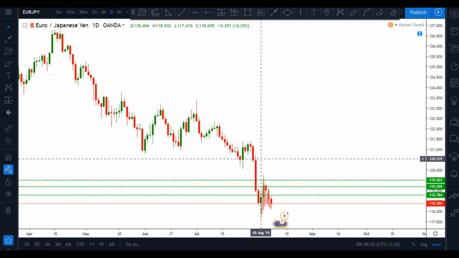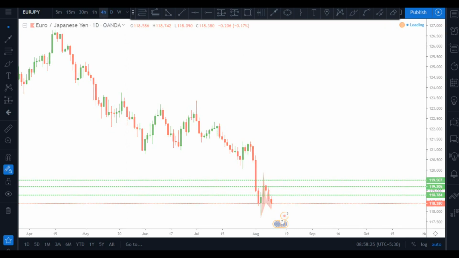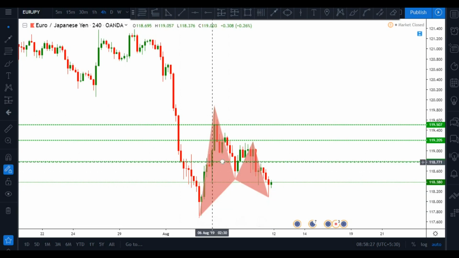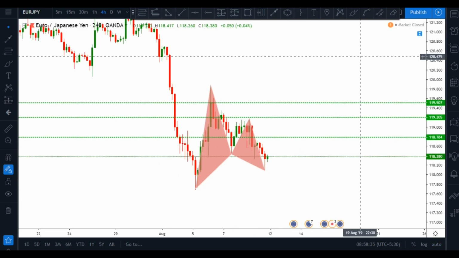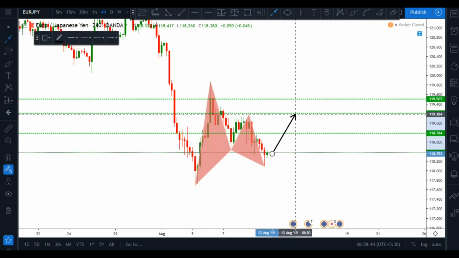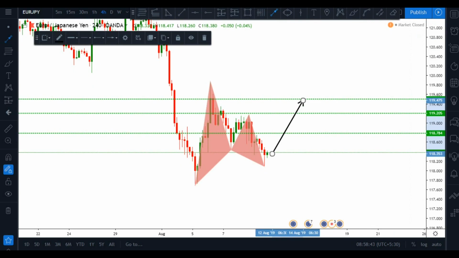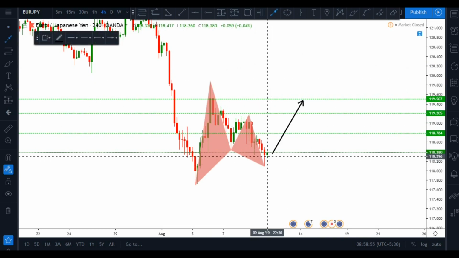So what we can do is drop down a time frame and see. This is a Gartley buy pattern that I have pointed out in the market right now. So what I would expect this market to do is move to the upside until this 119.475 structure level.